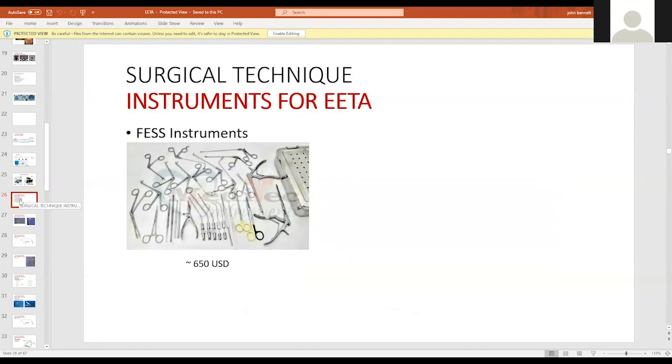Yes, next slide. Okay, so for this approach, people will ask again, what kind of instruments can I get? You can, again, go on eBay for about $650 US dollars. You just type FESS, functional endoscopic sinus surgery, and you can get those instruments, and this is around the price. So in total, for around $2,000, you can have your equipment here and practice in Africa. Okay, let's go ahead.